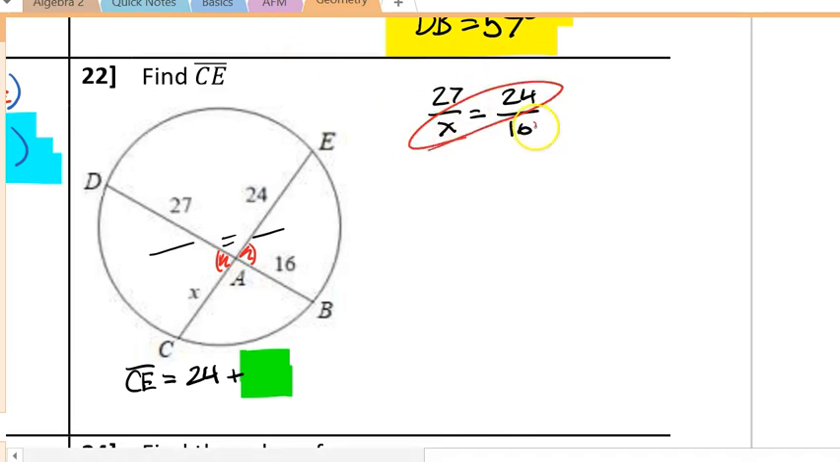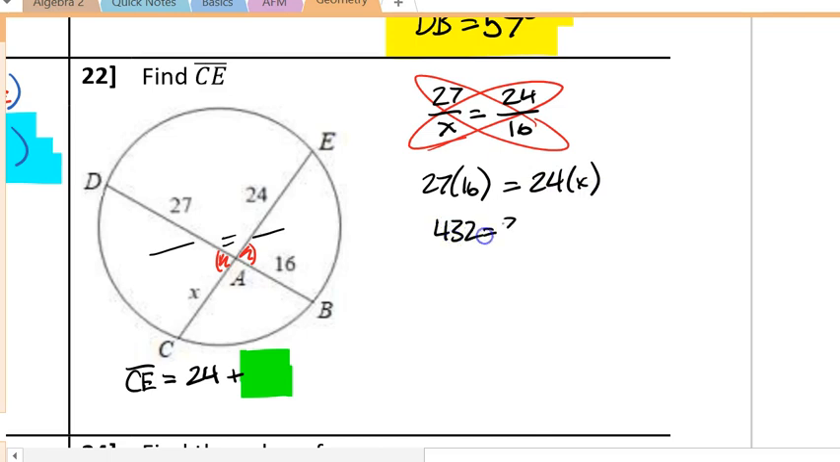We would cross multiply, giving us 27 times 16 is equal to 24 times x, which is 432 is equal to 24x. Divide both sides by 24 gives me 18 is equal to x. So this then is 18. So if I wanted to figure out the full length of CE, CE is equal to 24 plus 18, which is 42.